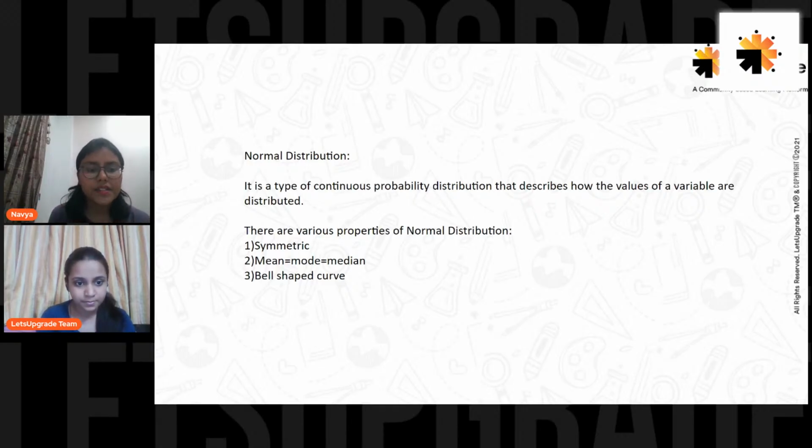The second one is mean, mode and median. Whatever the measures of the distribution are, they are equal. So your mean, mode and median will be equal in the case of normal distribution. And the curve that you will get in the normal distribution will be a bell-shaped curve. You will observe a bell-like shape in the case of the normal distribution. Okay, so these are the important concepts related to your normal distribution.